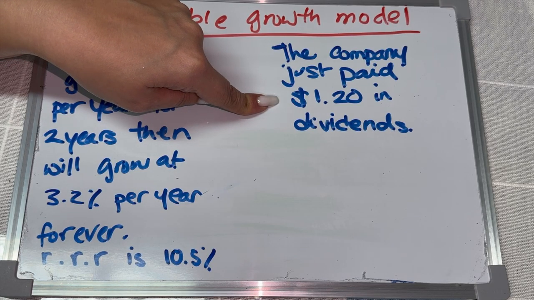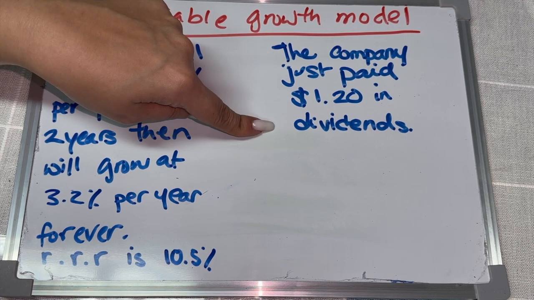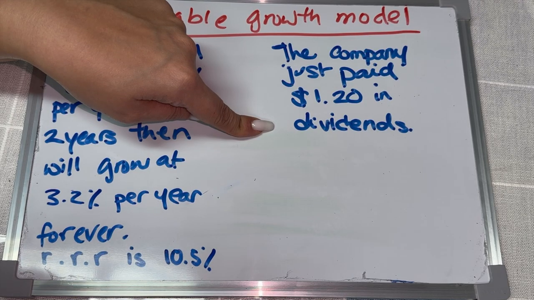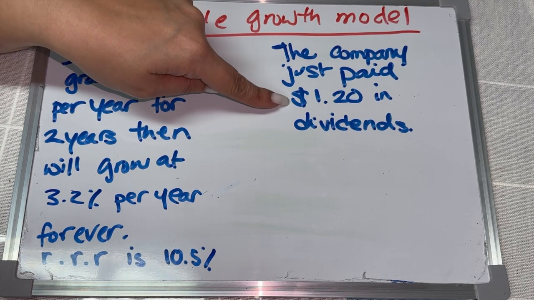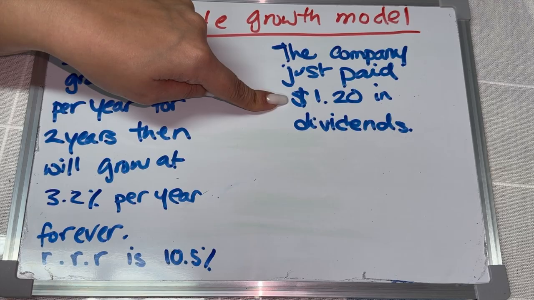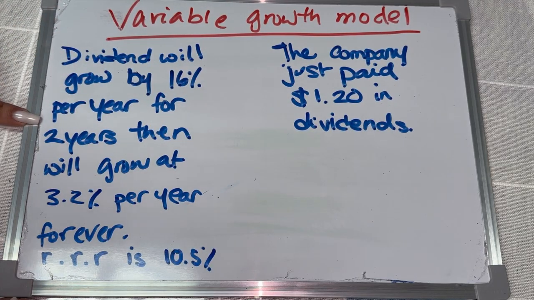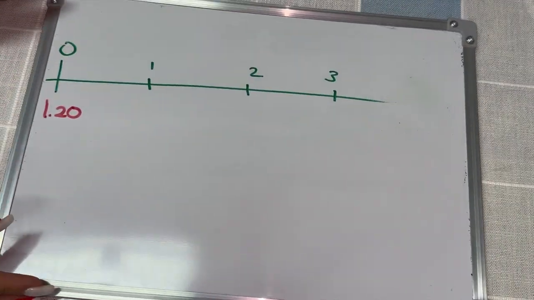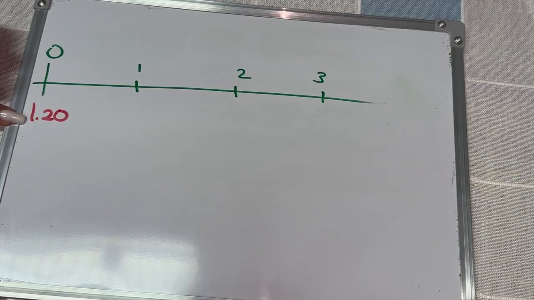Okay, now as we said, if it's paid it's not D1. D1 will be the next dividend. So we put this at time 0, and then we need to calculate for 2 years the growth at 16%. So let's come over here. We have it at time 0, the dividend that was paid at $1.20.